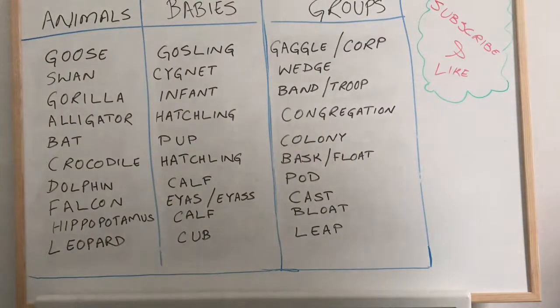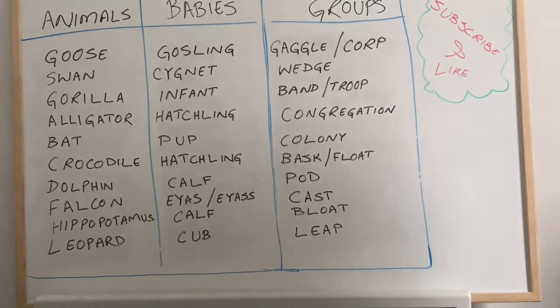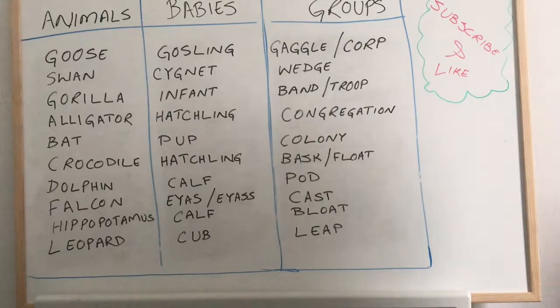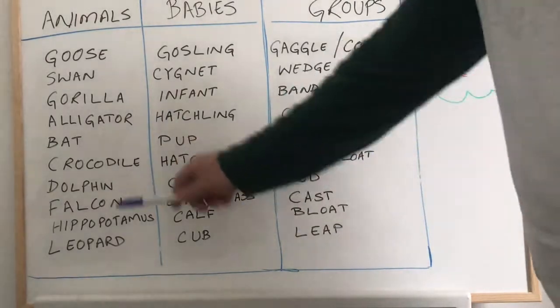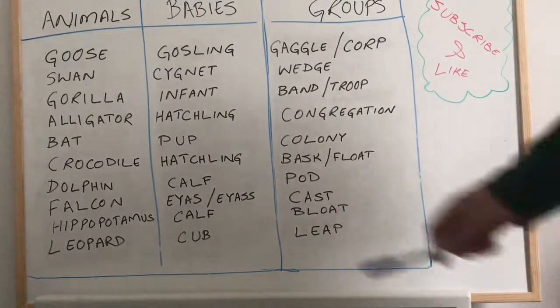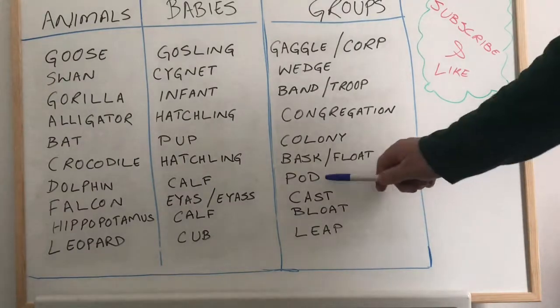Crocodile. A baby crocodile is called hatchling. And a group of crocodiles is called basque or float. Dolphin. A baby dolphin is called calf. And a group of dolphins is called pod.